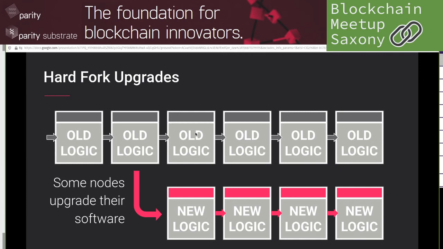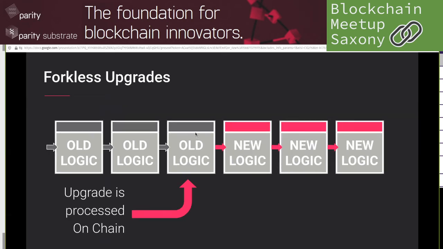And so what we really want is to fix bugs like this without causing this fork, and without having to post on the forum, hey, everybody, please update your nodes as soon as possible, and try to do this coordination effort. Because when you have a properly decentralized network, coordinating that many people to update their nodes is a real pain. The bottom line is it's not going to happen cleanly once you have a big decentralized network. So this is the old way. This is hard fork upgrades.